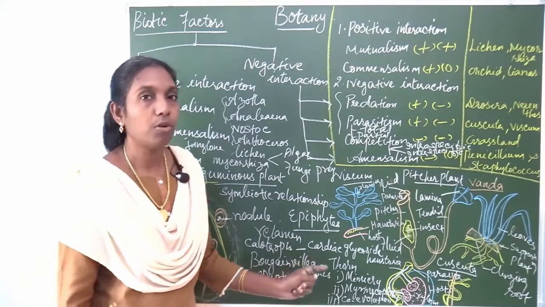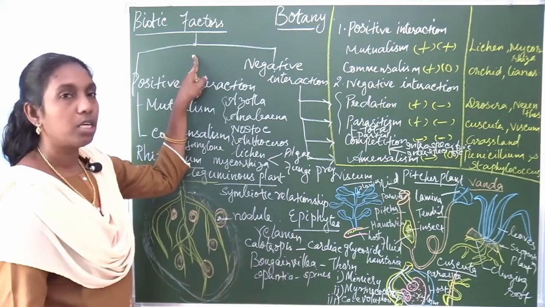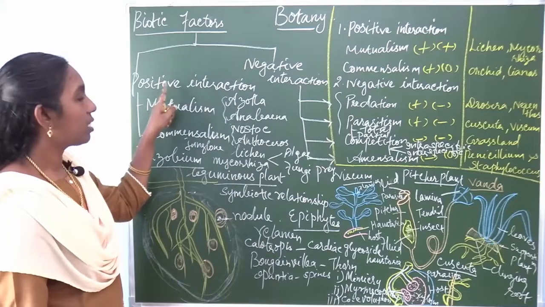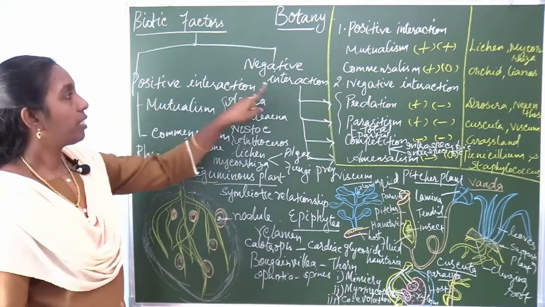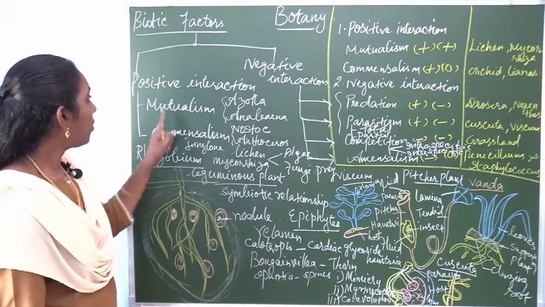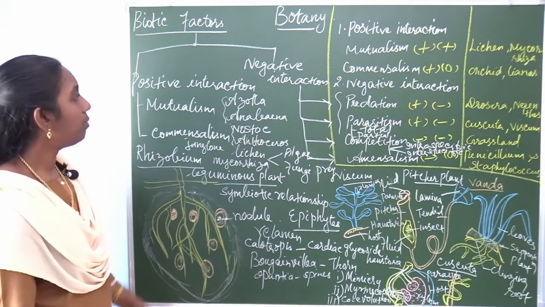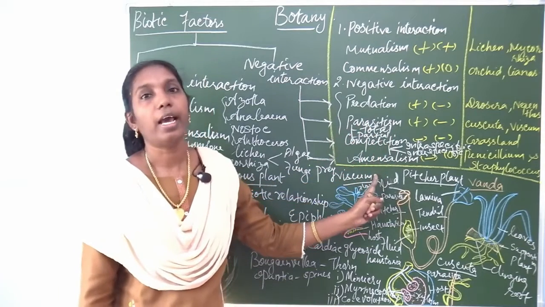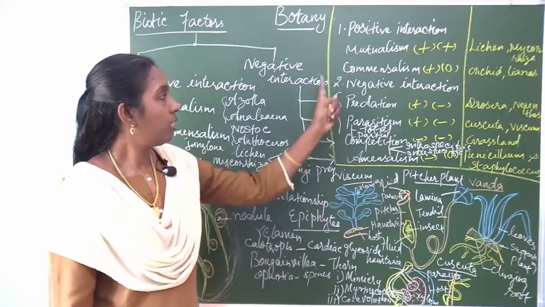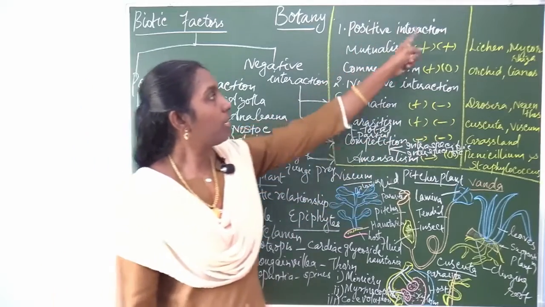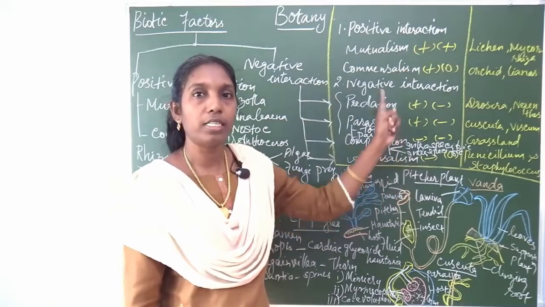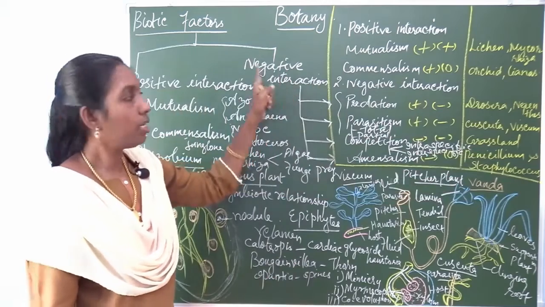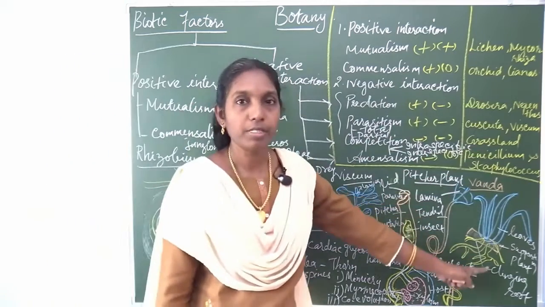So once again, let's review what you learned today. Biotic factors are broadly classified into positive interaction and negative interaction. Under positive interaction: mutualism, commensalism. Negative interaction: predation, parasitism, competition and amensalism. So first learn the definitions from this tabular column. If you learn this table, you get the definitions as well as the examples. This is a very important 5-mark question. Prepare it well and draw all the diagrams in the class note.